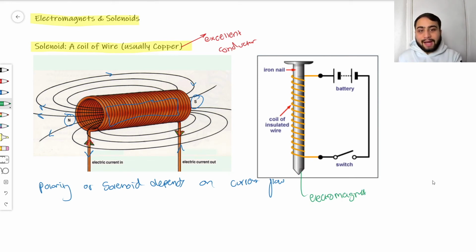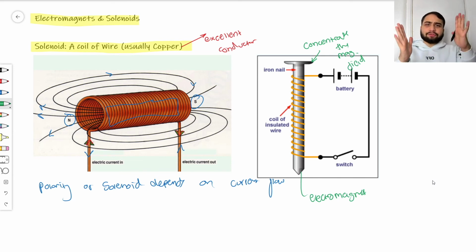Okay, so our iron nail here acts to concentrate the magnetic field lines inside, right? And now that you've concentrated those magnetic field lines, what happens to the strength of the magnetic field? Well, if we concentrate something, we decrease the distance between adjacent things, right? So we increase field line density, and so our overall field strength increases, right?